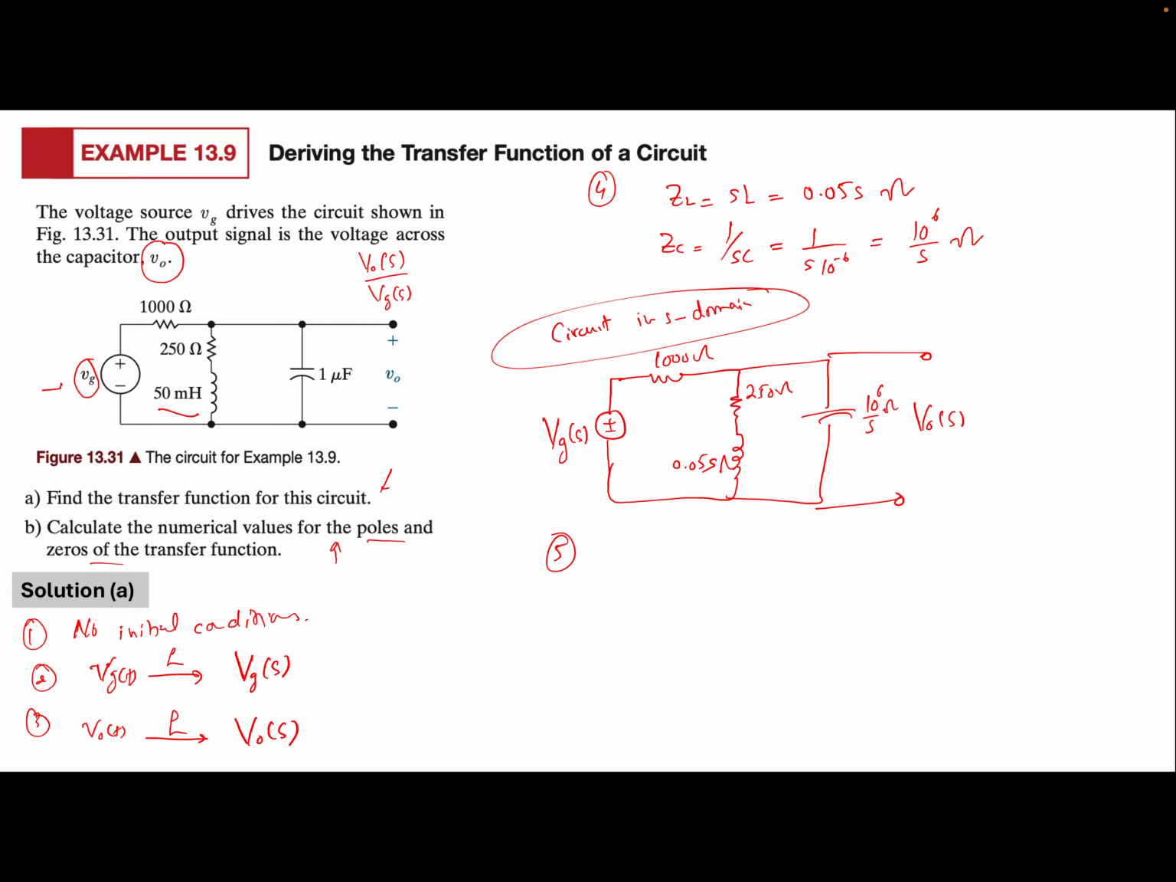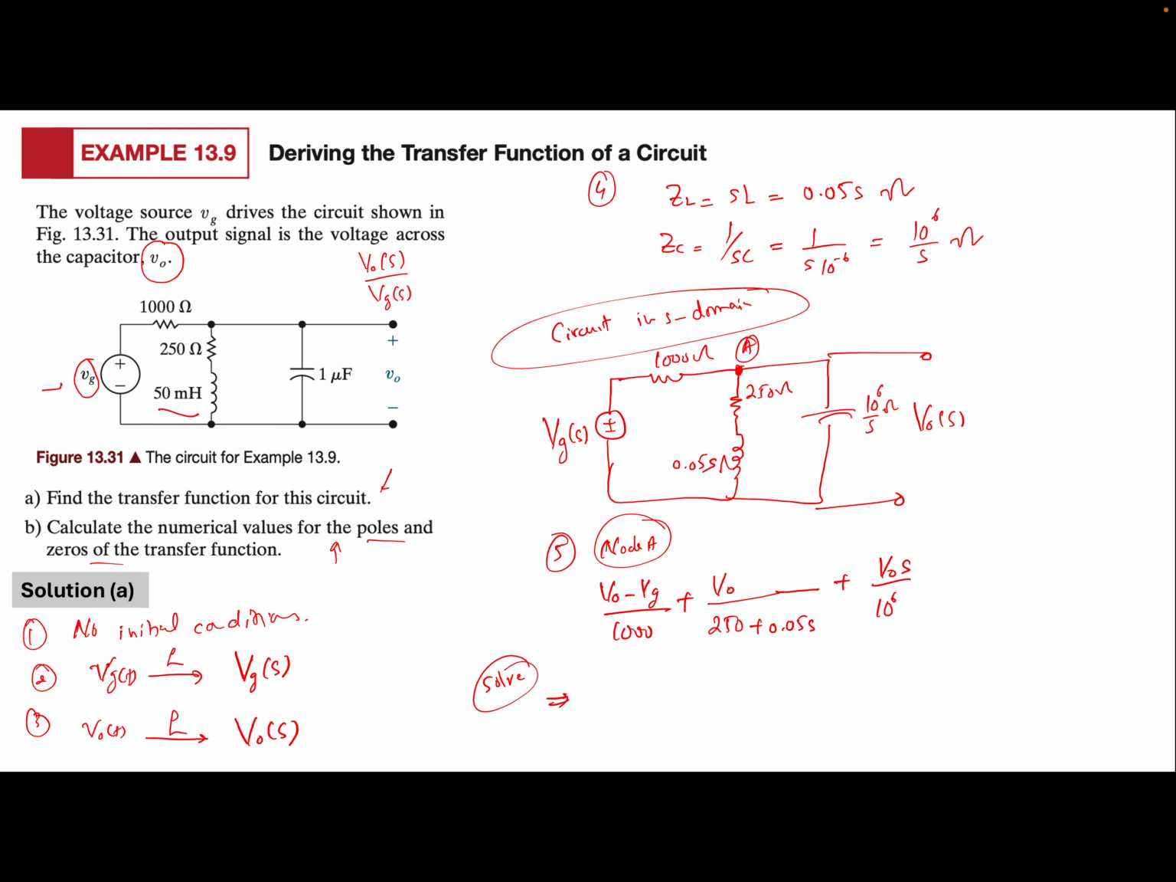Now let me find the transfer function. Before I find the transfer function, I'm going to consider, for example, this node. Let's call it node A. I'm going to write the node voltage equations here, right, to solve the circuit. And of course, the node voltage should be V naught. So I can write V naught minus VG over 1000, plus V naught over 250 plus 0.05 S, plus V naught over 10 to the 6 divided by S, so S will be multiplied in the numerator, right?